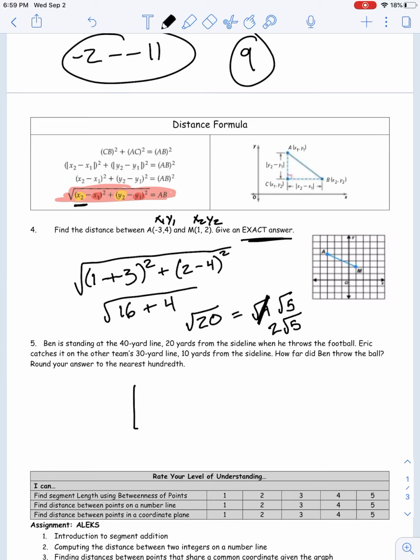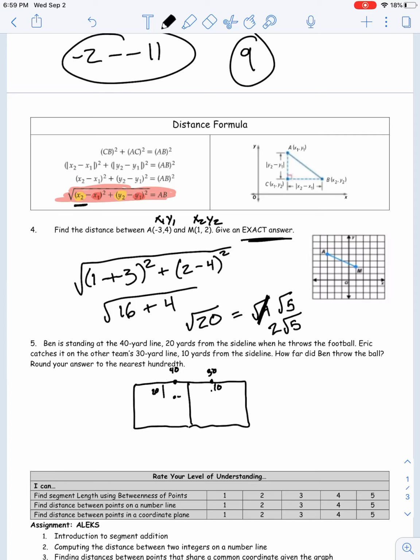So Ben is standing at the 40-yard line. Let's just draw a football field. 40-yard line, we'll call this the 50, so maybe the 40 is right here. 20 yards from the sideline, so right here. This would be 20 yards. When he throws the football, Eric catches it on the other team's 30-yard line. So this would maybe be the 30. 10 yards from the sideline. We'll call this 10.